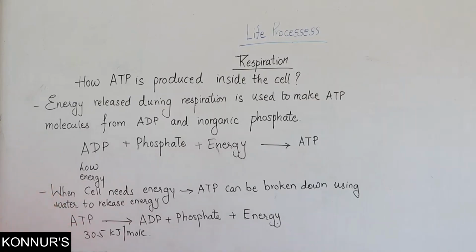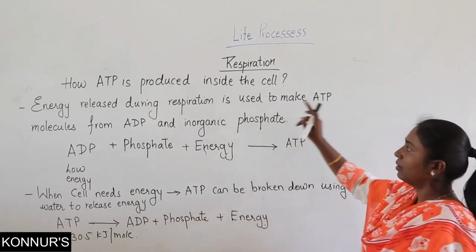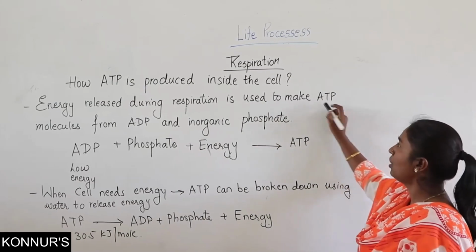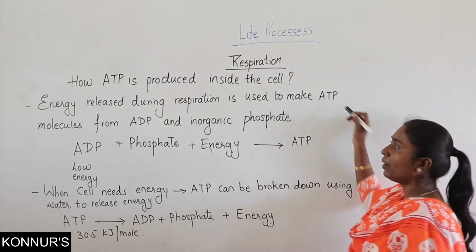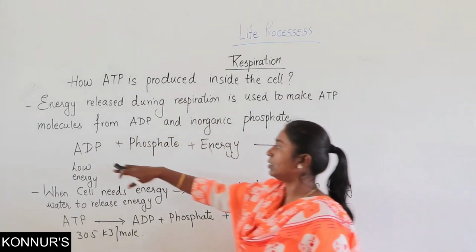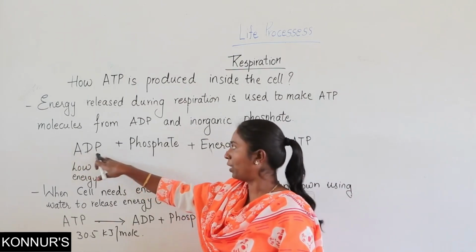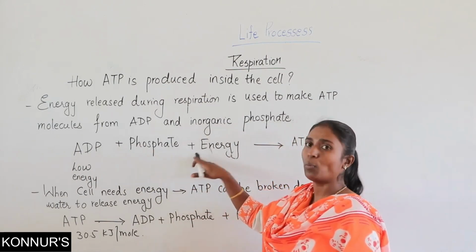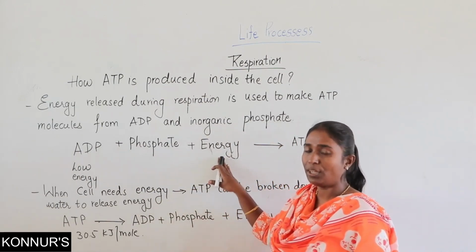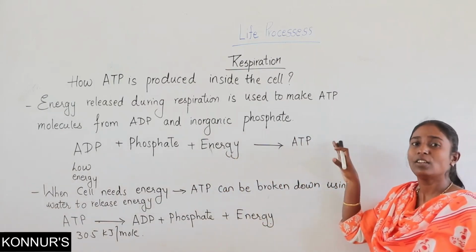Now how is ATP produced in the cell? Energy which is released during respiration is used to make this ATP from ADP and inorganic phosphate. Just look at this equation, children. Using this ADP, that is adenosine diphosphate, and a phosphate group along with energy that is released during respiration, it prepares a molecule of adenosine triphosphate which is stored.